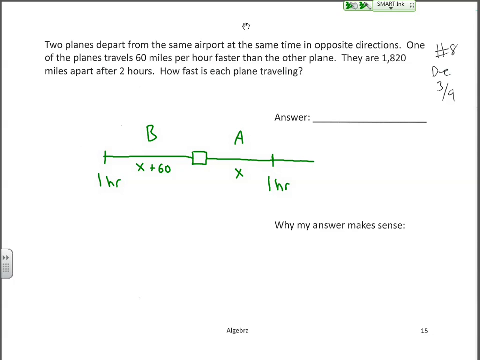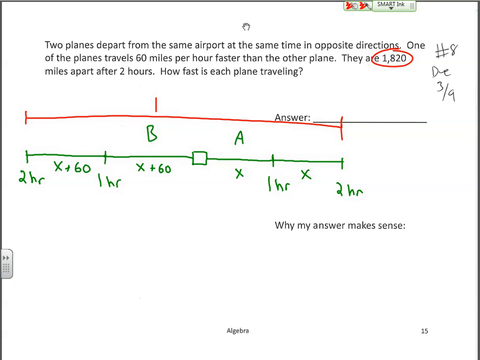After the second hour, let's extend this out. Okay, that first to second hour, again, plane A is going to go a distance of X. So total, after 2 hours, plane A has gone a distance of 2X. Plane B, after 2 hours, has gone another X plus 60. So here's our picture, and the number we haven't used yet, this 1,820, that represents the total distance that now separates plane A and plane B, right?